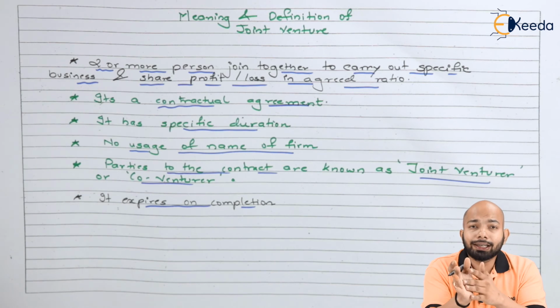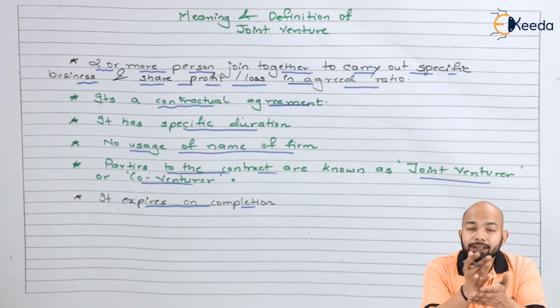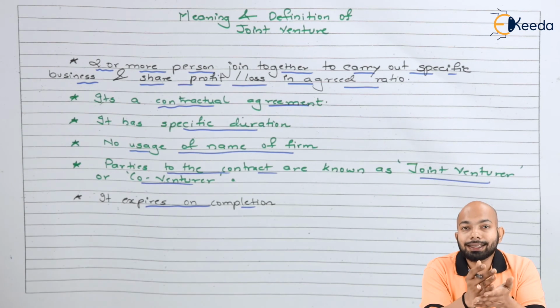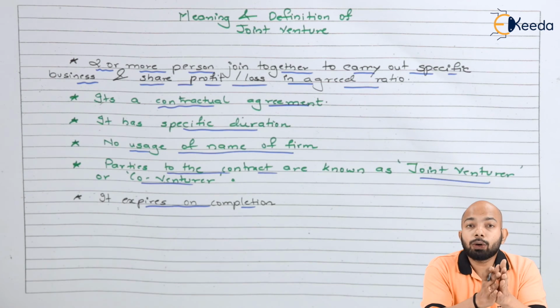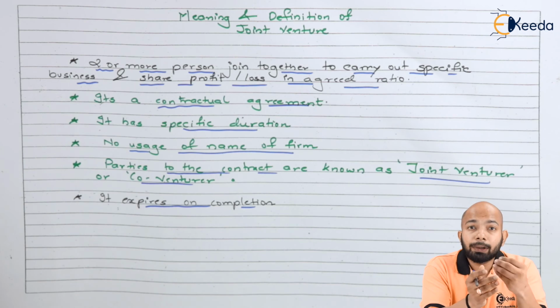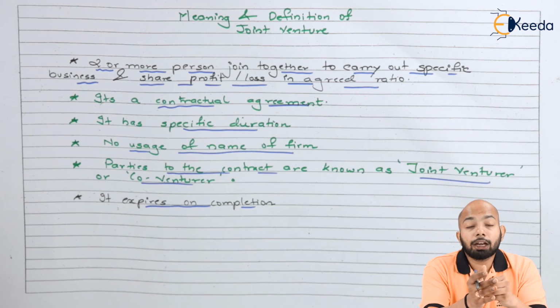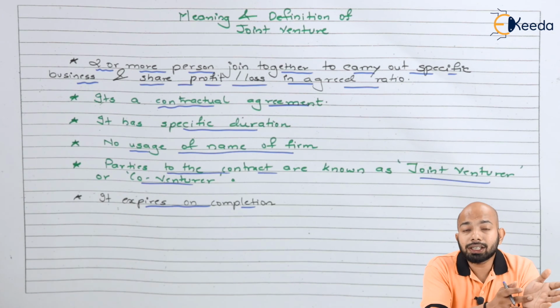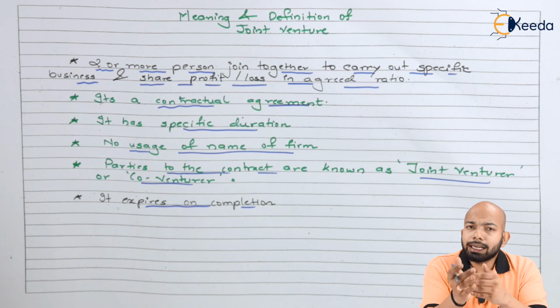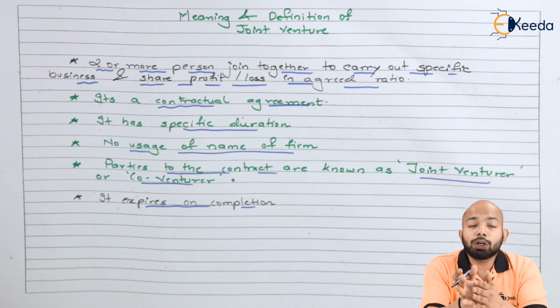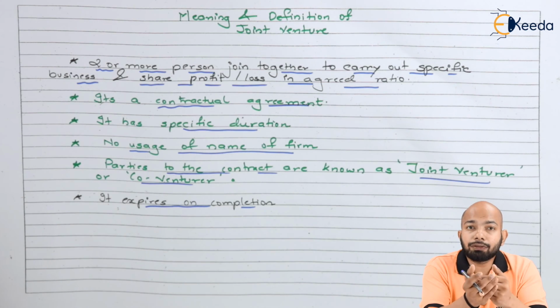That means whatever the target is, once that is achieved, your joint venture stands completed, and that's the closure of your joint venture. So that's how it can be. For example, a joint venture can be for the construction of a building. A joint venture can be for the construction of a road. A joint venture can be for providing any kind of services for a limited time, et cetera. So whenever a joint venture happens, these are the pointers that you have to understand.